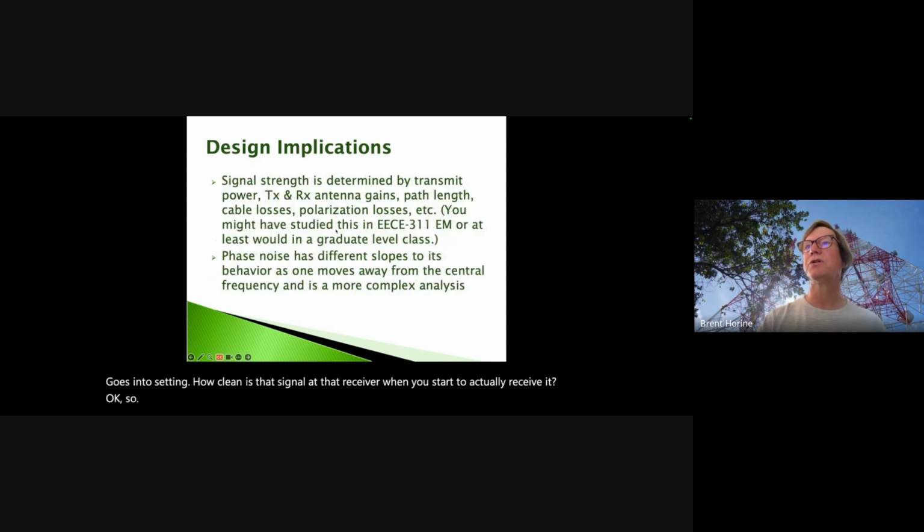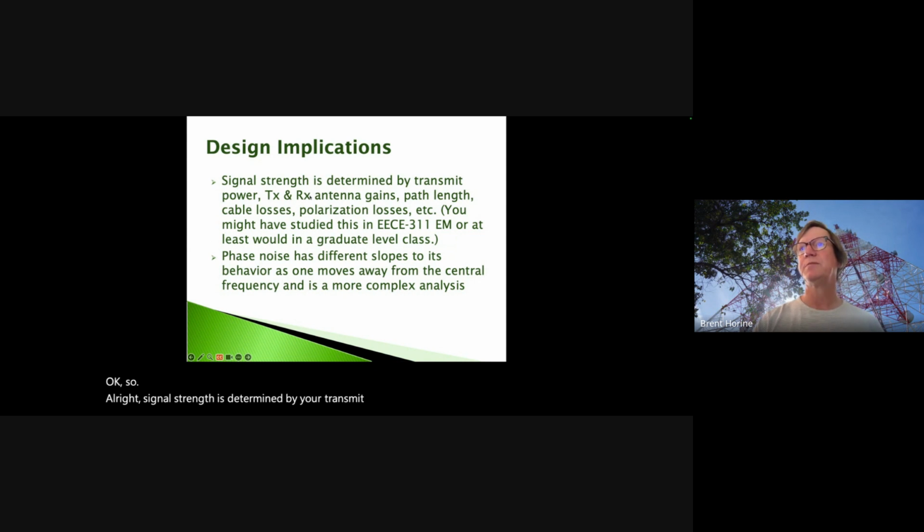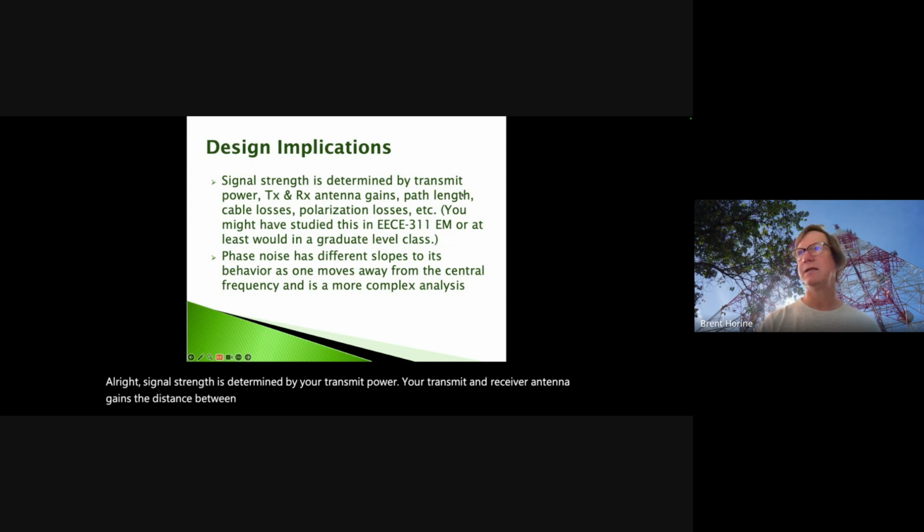All right, signal strength is determined by your transmit power, your transmit and receiver antenna gains, the distance between those, the path length. As you propagate, your energy spreads out, and so your receiver only captures a small fraction of that. So there's a path loss that we talked about.